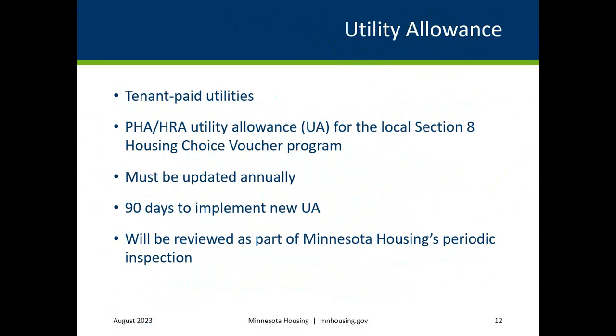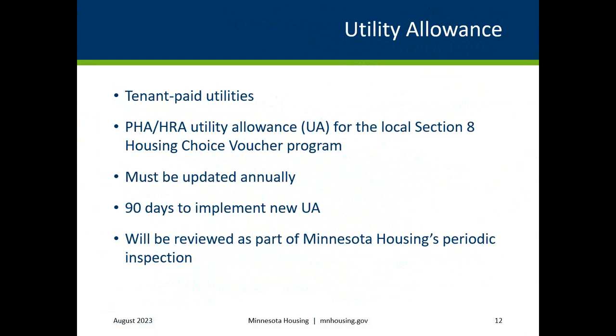It is the owner's responsibility to obtain and update UAs at least annually. Minnesota Housing will not provide owners with UAs. Owners have 90 days to implement new UAs and may need to decrease tenant rents if an increase in UAs causes the rents to exceed the allowable rent limit.